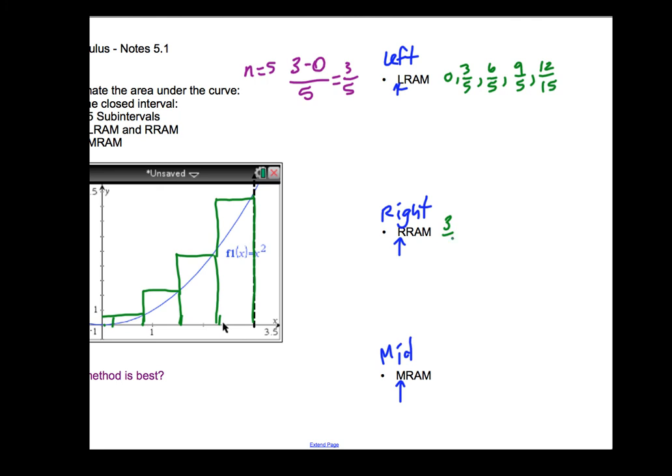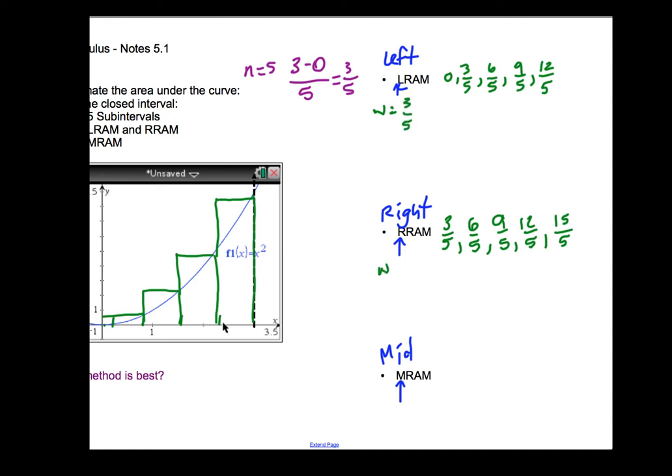3/5, and we're looking at 6/5, and we're looking at 9/5, 12/5, and 15/5. All right, and this should be 5, not 15. And so that's going to be my right rectangular area approximation. And remember, on all of these, the width is going to be 3/5.